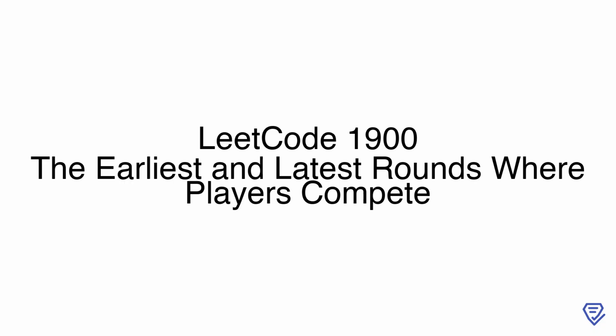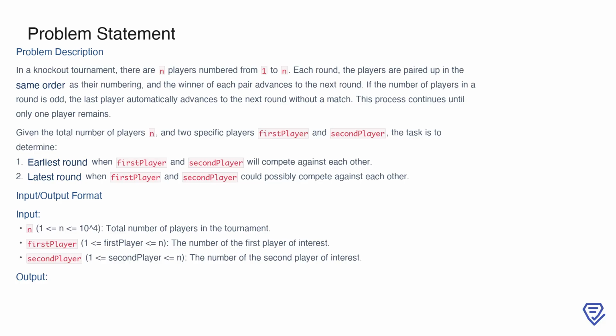Let's dive in. In this problem, we are dealing with a knockout tournament where players are paired up in the order of their numbering, and only the winner of each pair advances to the next round. If there is an odd number of players in a round, the last player automatically advances without a match. This process continues until a single champion remains.